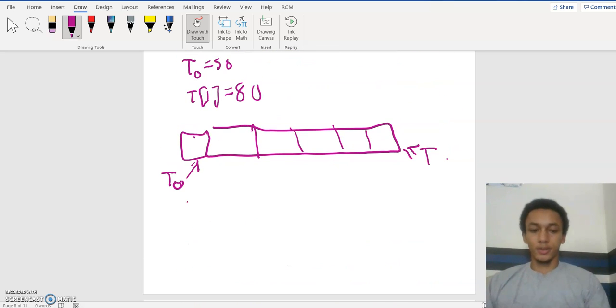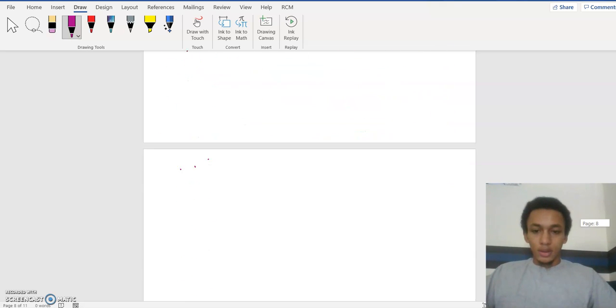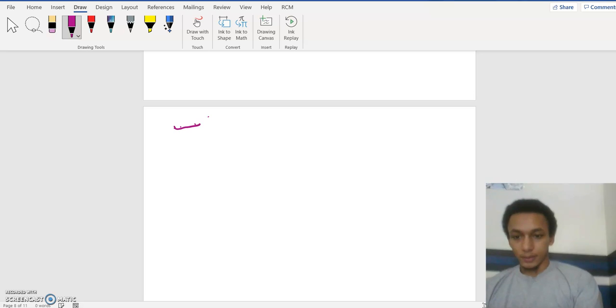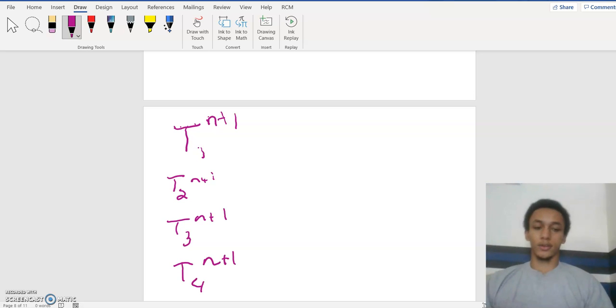So we have an initial t0, and we have an nt5. Let's just say 1, 2, 3, 4, 5. And we're going to say at t1 of n plus 1, so at a later time, t2 n plus 1, and t3 n plus 1, and t4 n plus 1. So we're creating a matrix here to solve this as a set of linear equations.